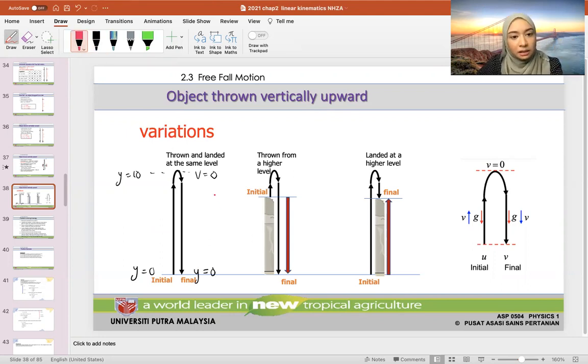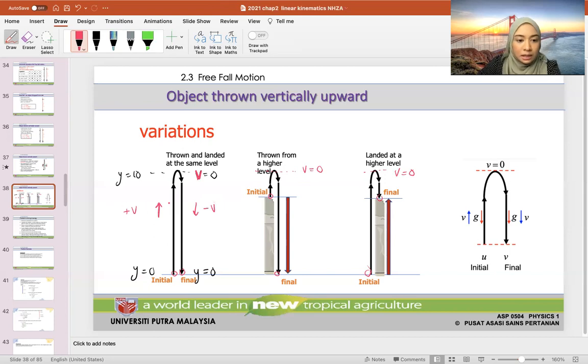And the nice thing about free fall is that we know that at the maximum height, the V is equal to 0. This is for all variations. Doesn't matter if you have the same starting point or a different starting point, like this one over here, your V at the maximum height will always be 0, because when you go upwards, your V is positive. When you go downwards, your V is negative.